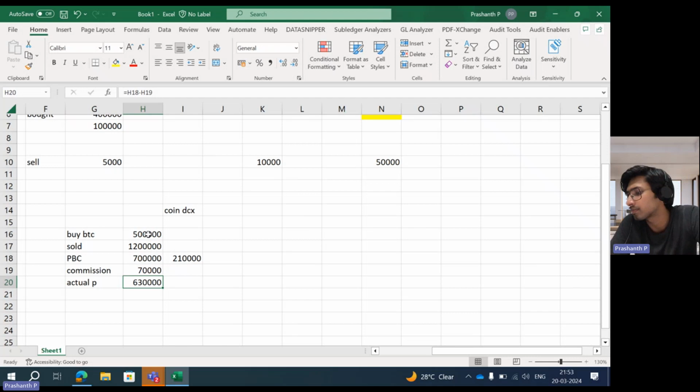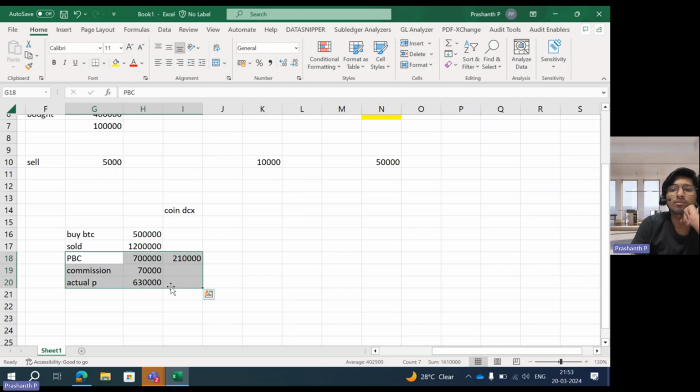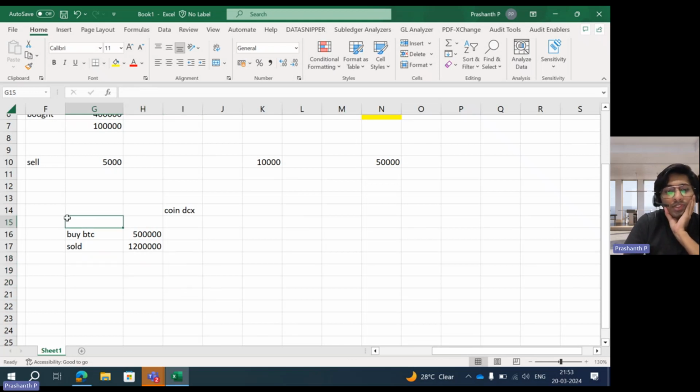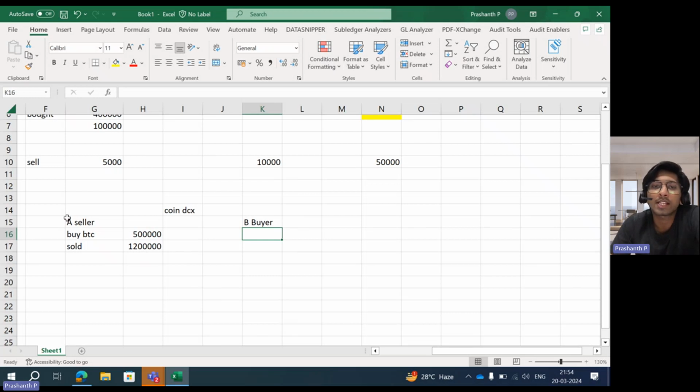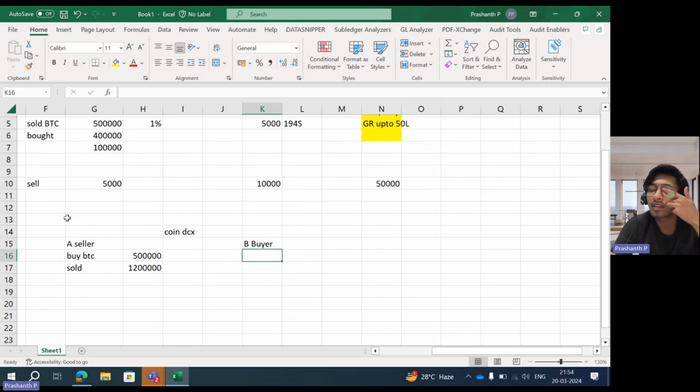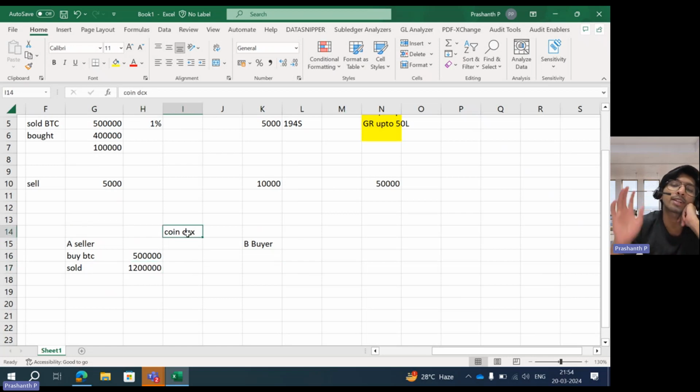Now, coming up next, let's say you sold 12 lakh of Bitcoin to another person on CoinDCX. Let's say this is Mr. A, the seller, and you are selling it to Mr. B, the buyer. Now, what did we learn as per TDS? The buyer will be liable to deduct TDS at the rate of 1% on the selling value of 12 lakh. Suppose an exchange is involved, practically what happens is the exchange will deduct TDS, right?